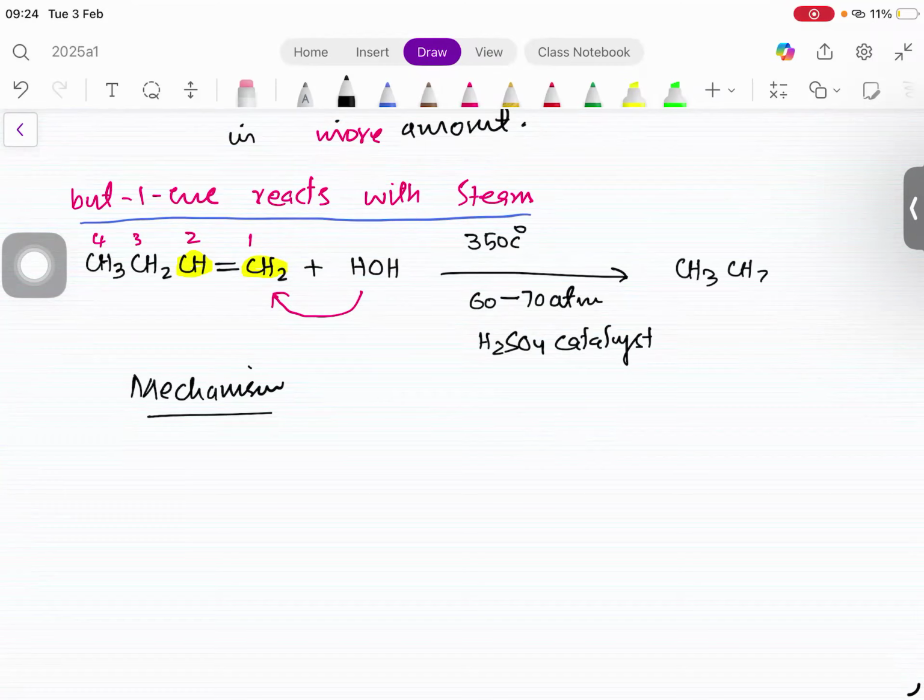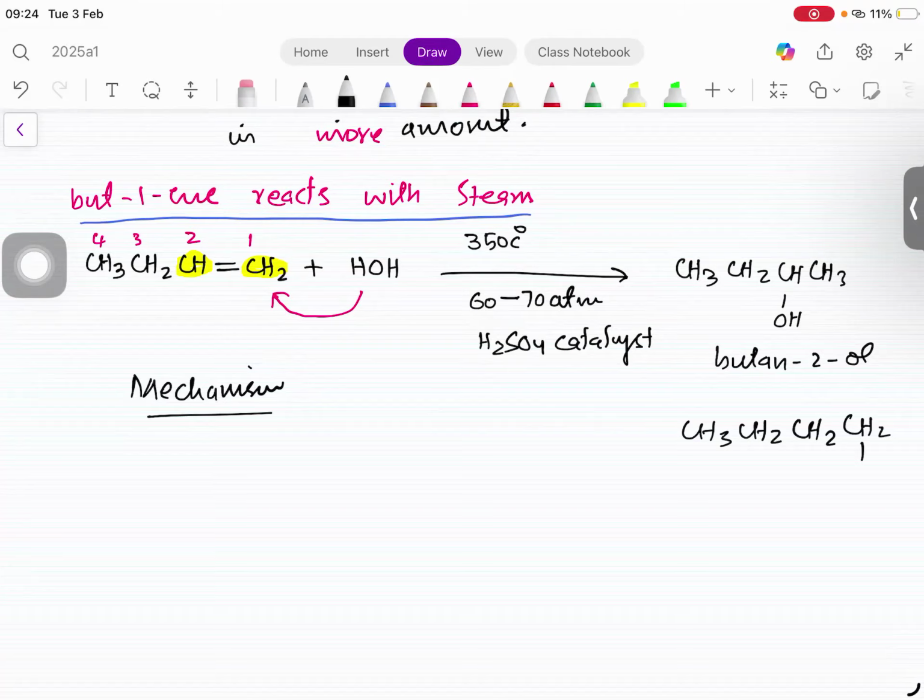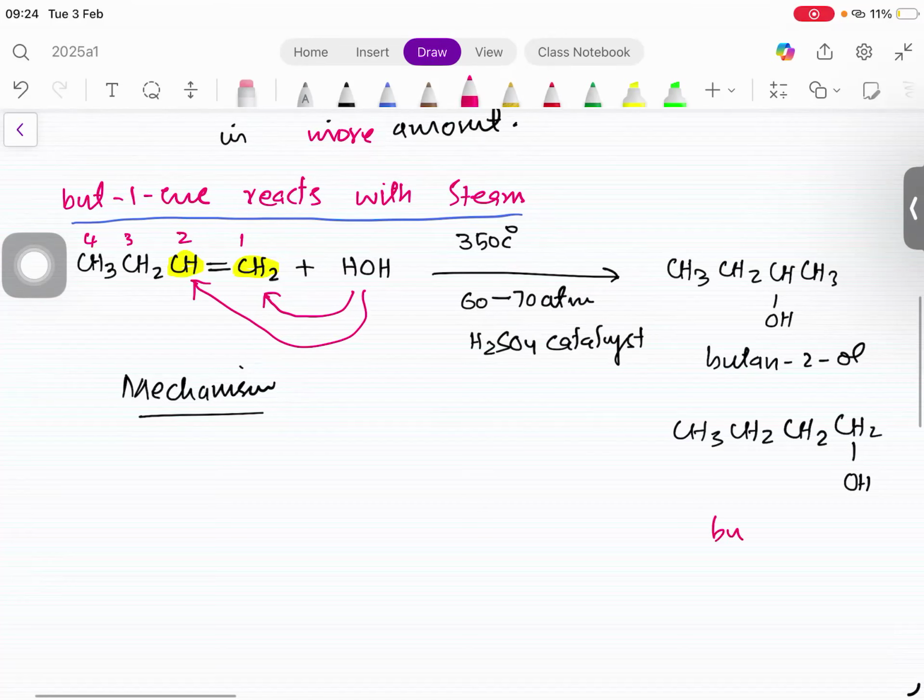So CH3, CH2, CH, and then CH3. So it's butan-2-ol, and the other product is going to be what? CH3, CH2, CH2, and then CH2OH. When hydrogen goes to this H now, that is the number 2 option, so OH is going to go to the 1. So this is butan-1-ol. Here are the two products, right?